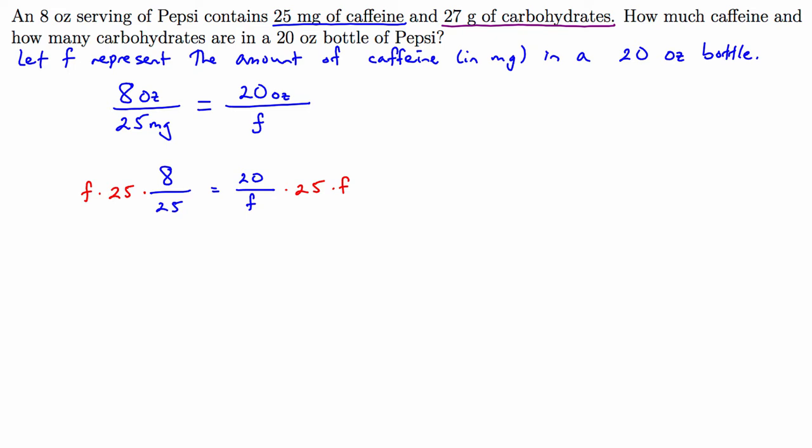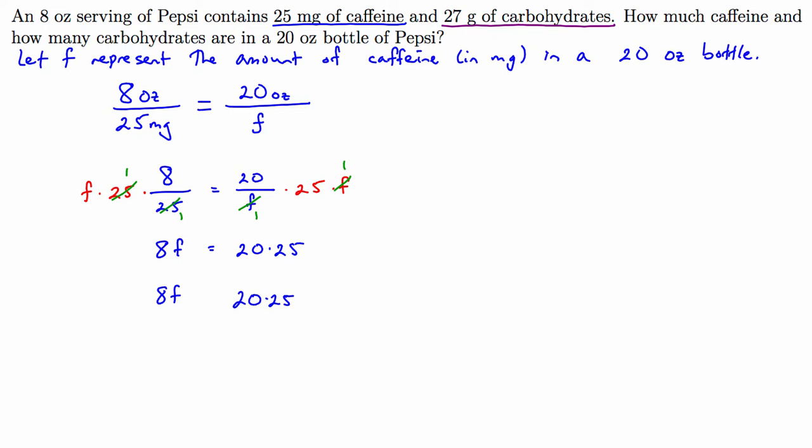On the left side of the equation, the 25 in the numerator and the 25 in the denominator cancel. On the right side of the equation, the two F's, one in a numerator, one in a denominator, also cancel. So this leaves us with the equation 8F equals 20 times 25. Personally, not being inclined to do intermediate calculations, I'll leave the equation as 8F equals 20 times 25 and ask myself, what do I need to do to solve that equation?